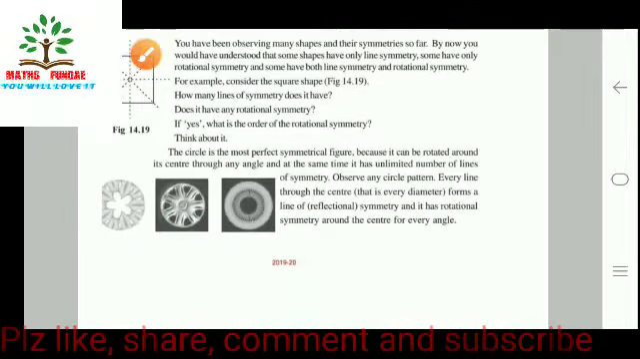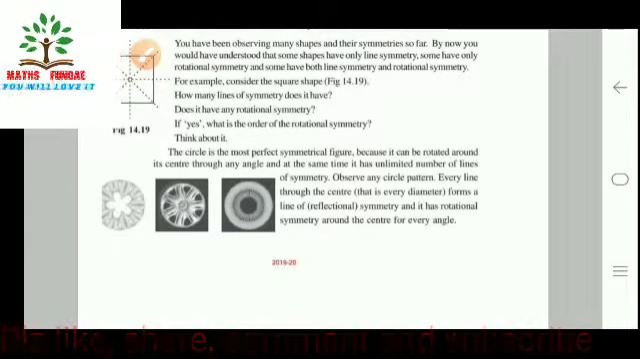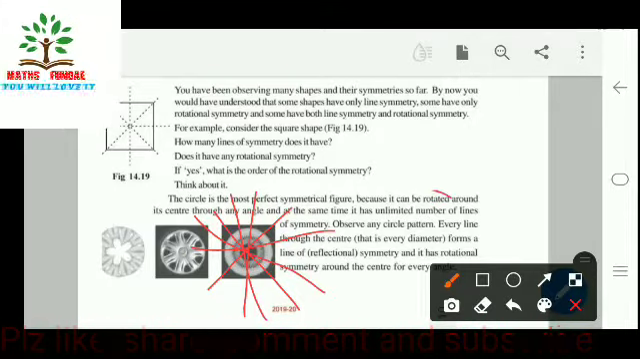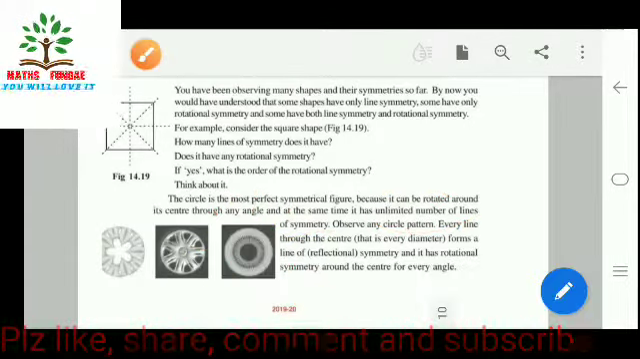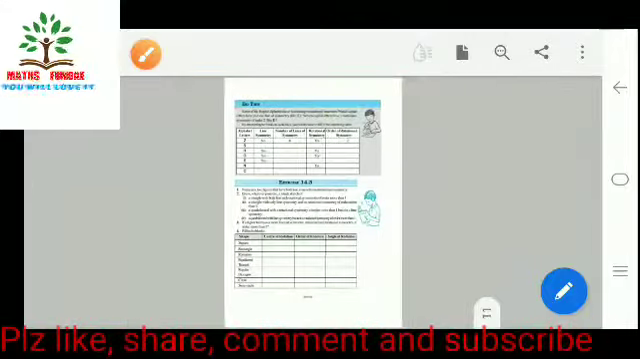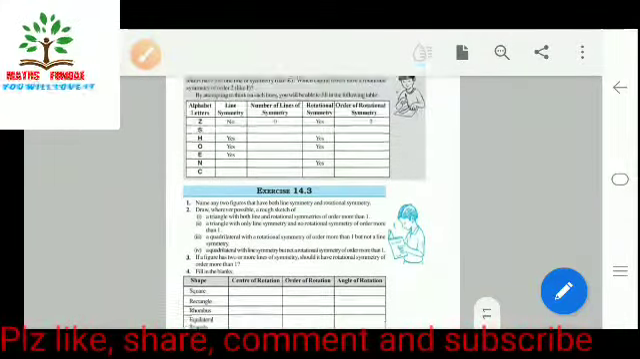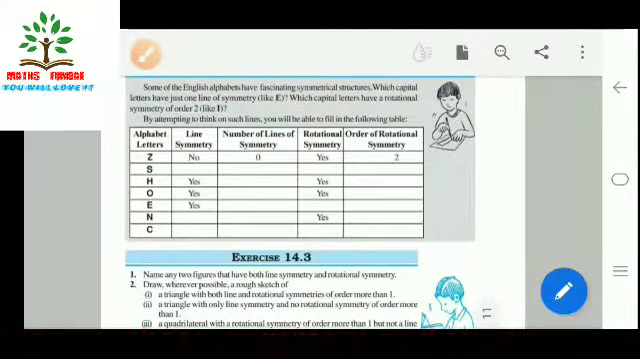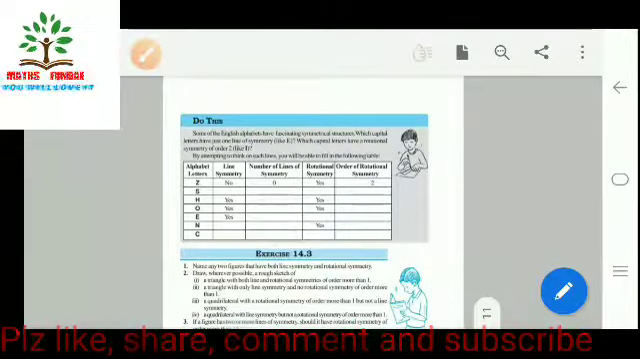The circle is the most perfect symmetrical figure because it can rotate around its center through any angle. It has an unlimited number of lines of symmetry. If we see the circle, we have an unlimited number of lines because at every moment we can see it is a line of symmetry. So this we have done. Now after this, we'll do the exercises.